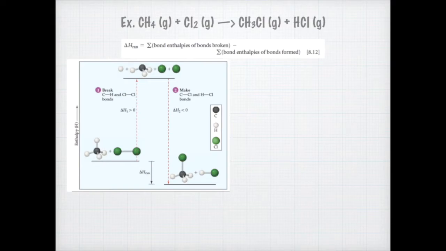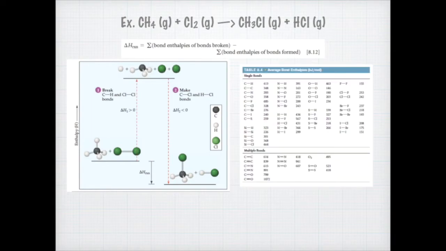Notice that you are breaking one of the carbon-hydrogen bonds and replacing it with a carbon-chlorine bond. The other bond that's being broken is your chlorine-chlorine bond, and what's being formed is a hydrogen-chlorine bond. So although it looks like you have completely different products, in fact, you're only breaking 2 bonds and you're forming only 2 new bonds. Here are our bond enthalpies, and we'll use those in order to calculate the heat of reaction.